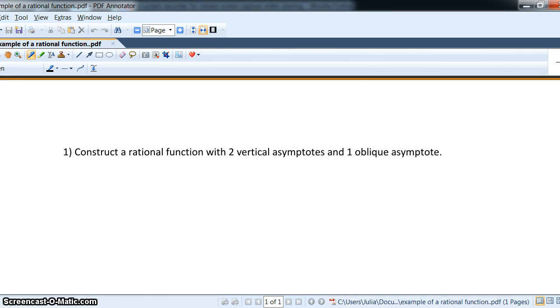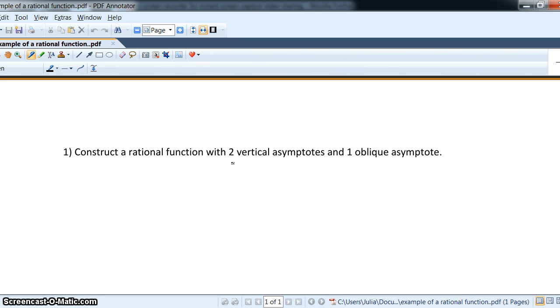For this example, let's take a look at rational functions. Specifically, can we make a rational function that has two vertical asymptotes and one oblique asymptote? Well, in order to do that, let us review asymptotes real quickly.